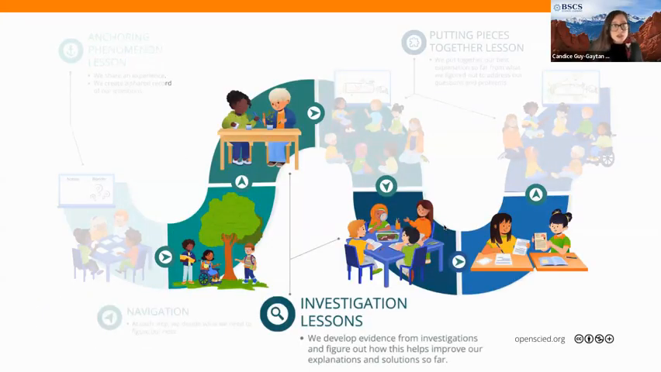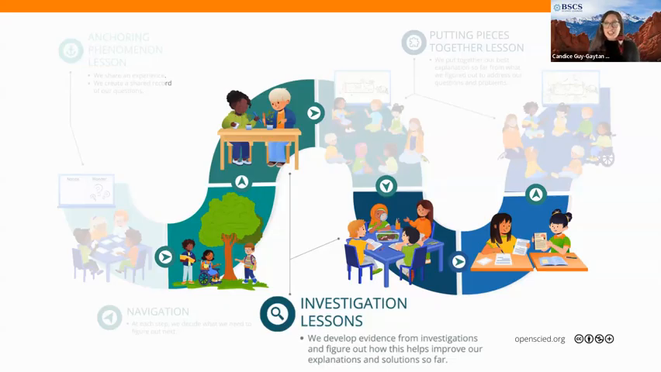There we go. So now I'm going to give us a tour of the rest of the unit so that we can see how all of the lessons are now connected and how we build from the anchoring phenomenon lesson that students experience. And as we do that, I'm going to continue to highlight how each lesson fits into our instructional model.